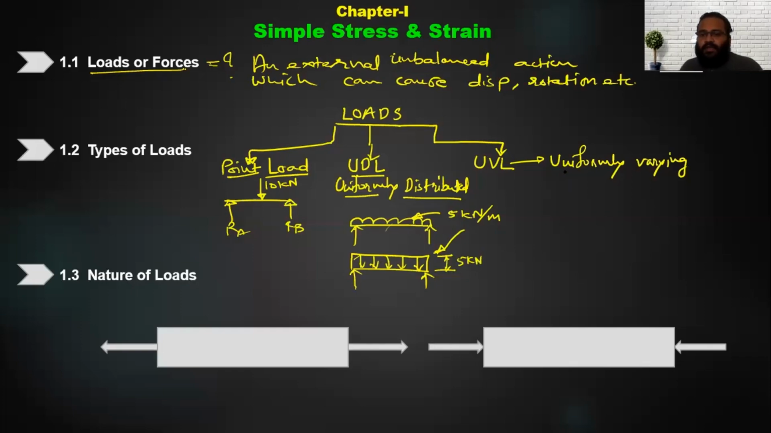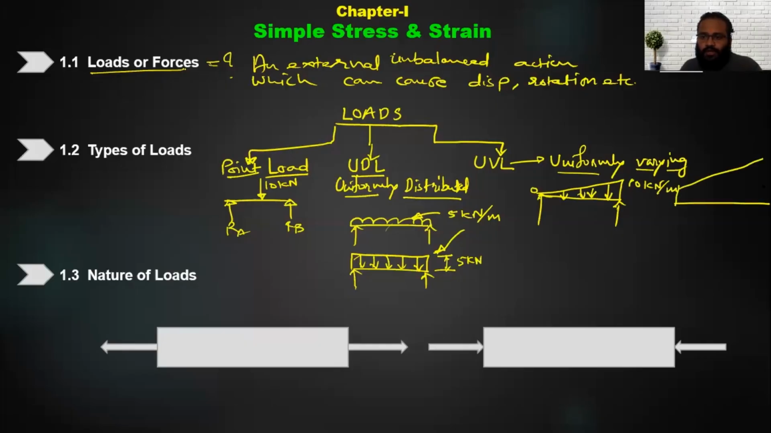Now uniformly varying load, as you can see, means the variation follows some pattern that we know. That is known as uniformly varying load. The most common load you must have come across is the triangular load, right? Or another type is trapezoidal. In a triangular load, the intensity of the load is 0 at one end, and at the other end it can be 10, 5, whatever is given to us, and then we find the resultant. Or the other type can be a trapezoidal load.